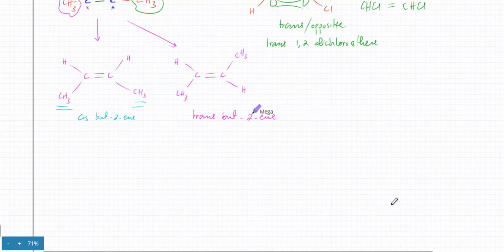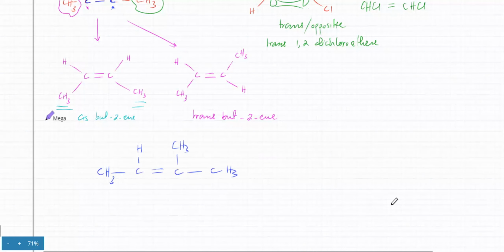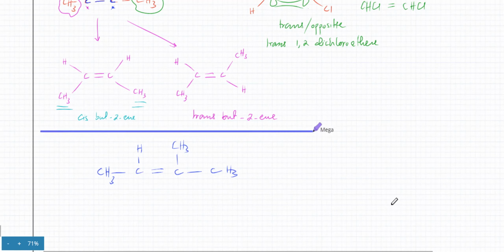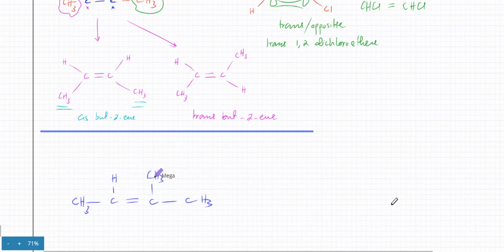No, it's clear. So remember, whenever you have a molecule, let's think of another molecule. I have 2-methyl butene. Can anyone tell me whether this would form cis-trans isomers? I mean, would it have geometric isomers or not?